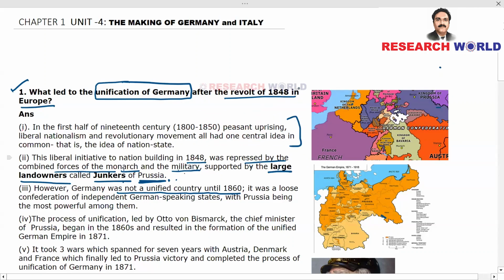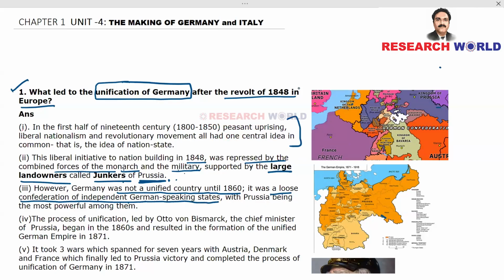In this backdrop, Germany was remaining not as a single nation or a country. It was a loose confederation of independent German-speaking states. It was just the language that connected many areas, that is confederations. They were all independent. You can see the kingdom of Saxony, kingdom of Bavaria. Look at this. You can see the political map of those days.